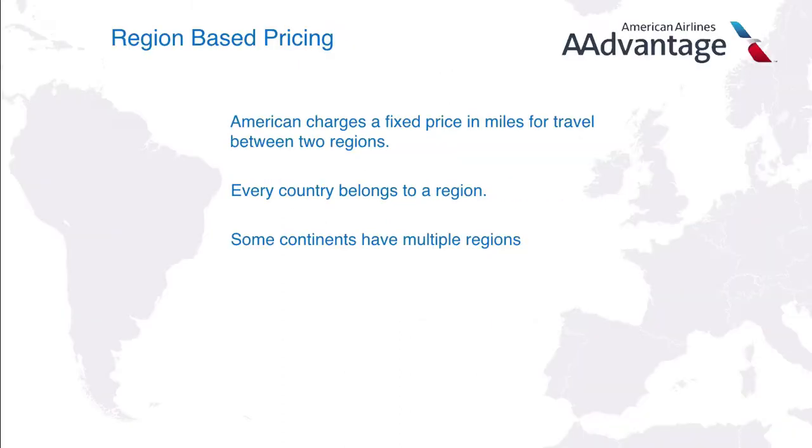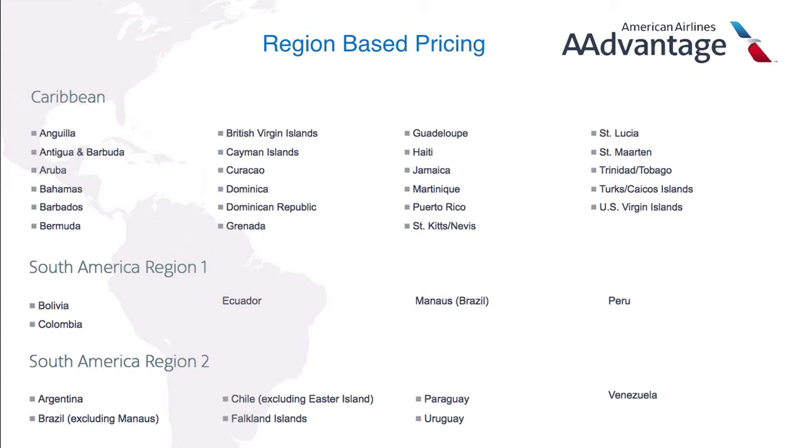American charges a fixed price in miles for travel between two regions. Every country in the world is assigned to a region, and some larger areas like continents can have multiple regions. Here's a quick example from AmericanAirlines.com. You can find a link to the region definitions below this video. Here you can see that the countries in the northern part of South America, like Colombia, Ecuador, and Peru, are part of one region, while the countries further south are in another.